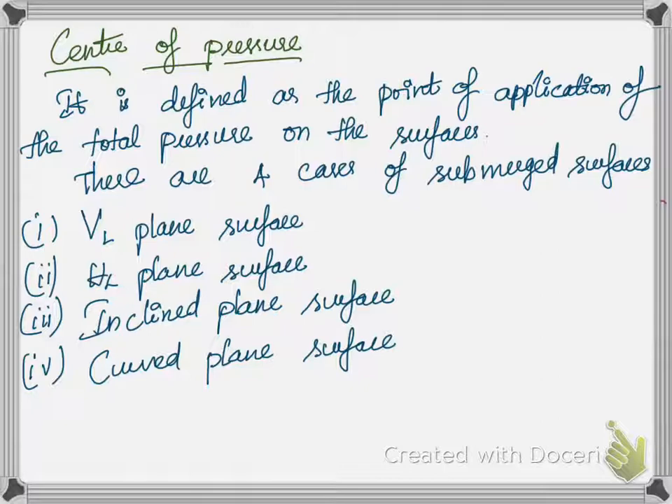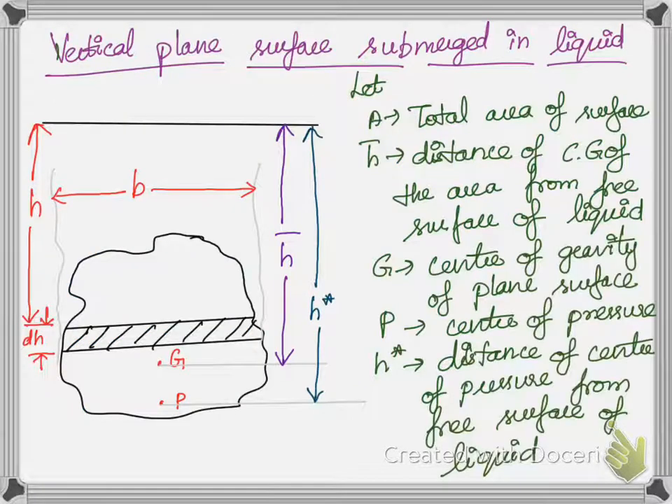Generally, there are 4 cases of submerged surfaces on which the total pressure force and center of pressure are to be determined. Those submerged surfaces can be vertical plane surface, horizontal plane surface, inclined and curved surface. Next we are going to see the vertical plane surface that is submerged in a liquid. We are going to consider a plane vertical surface of arbitrary shape. Arbitrary shape means it doesn't have any particular shape.